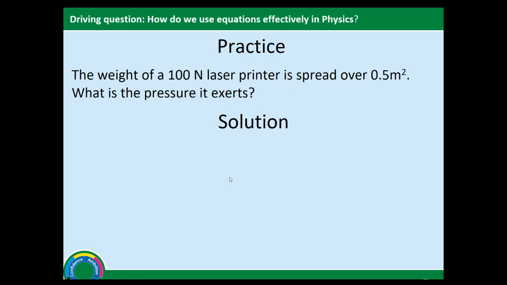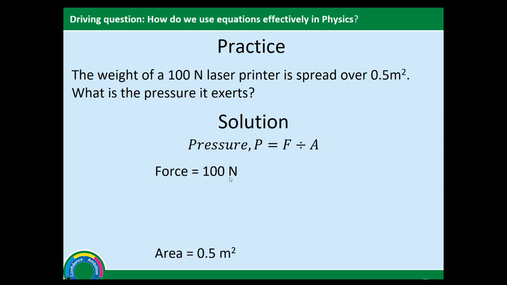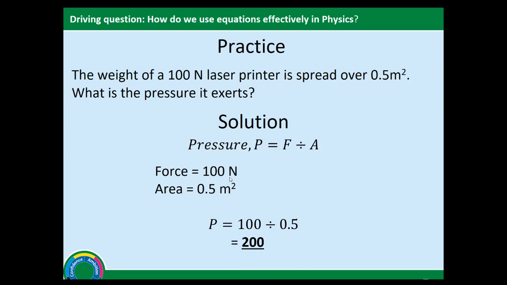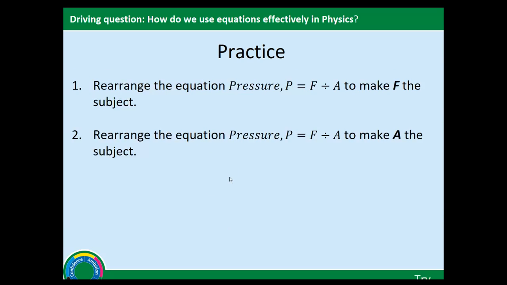Right, hope you've tried this question out. The weight of a 100 newton laser printer is spread over 0.5 meters squared. What is the pressure it exerts? Always quote your formula: P equals force divided by area. Write it in symbol form, P equals F divided by A. We know weight is a force, don't forget that. The force is 100 newtons and the area is 0.5 meters squared. Substitute into your equation: it's 100 divided by 0.5, and we have 200 newtons per meter squared. Don't forget your units.